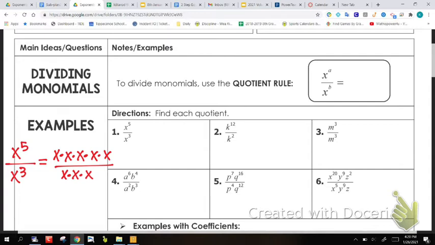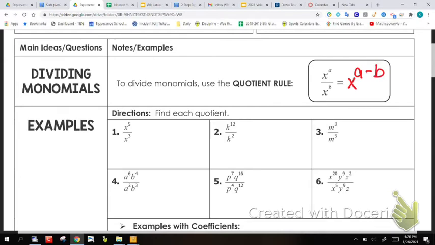Well, think about if you take an x and divide it by itself, you get 1. So 3 of these are going to cancel out. And you're left with 2 x's, which would be x squared. So the shortcut here, since you know that they're going to cancel out, is you're going to subtract the exponents. So to divide monomials, use the quotient rule, which is the base stays the same, and you subtract the exponents. And remember, you can only use this rule if they have the same base. So if they have different bases, then you can't simplify it.